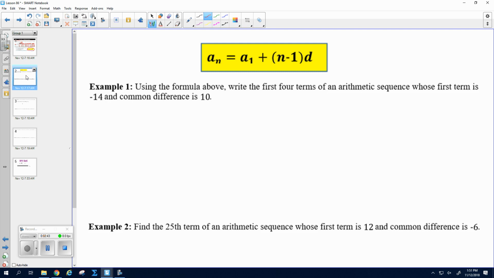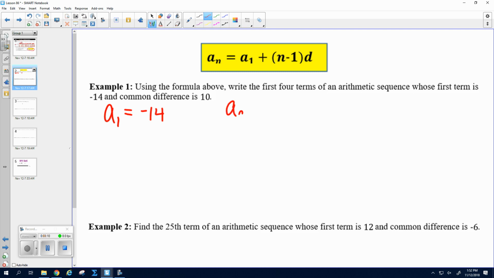All right, using the formula above, write the first 4 terms of an arithmetic sequence whose first term is negative 14 and whose common difference is 10, using the formula above. So we can start with A1, and we already know what it is. It says the first term is negative 14. So you don't need the formula for A1, all right? But I want you guys to show the work for the formulas for A2, A3, and A4.